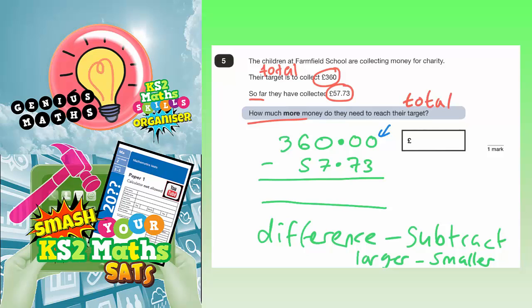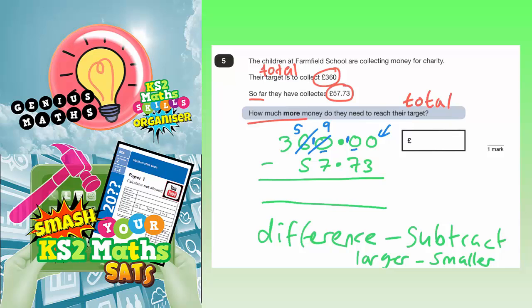So we go to borrow from the next column, but we can't borrow from this 0. So we go to the next column, but we can't borrow from this 0 either. So what we need to do is borrow from this 6, which becomes a 5. And the one we've borrowed turns this 0 into a 10. But now we need to borrow from this 10. So cross out the 10 and it becomes a 9. And the one we've borrowed makes this 0 into a 10.